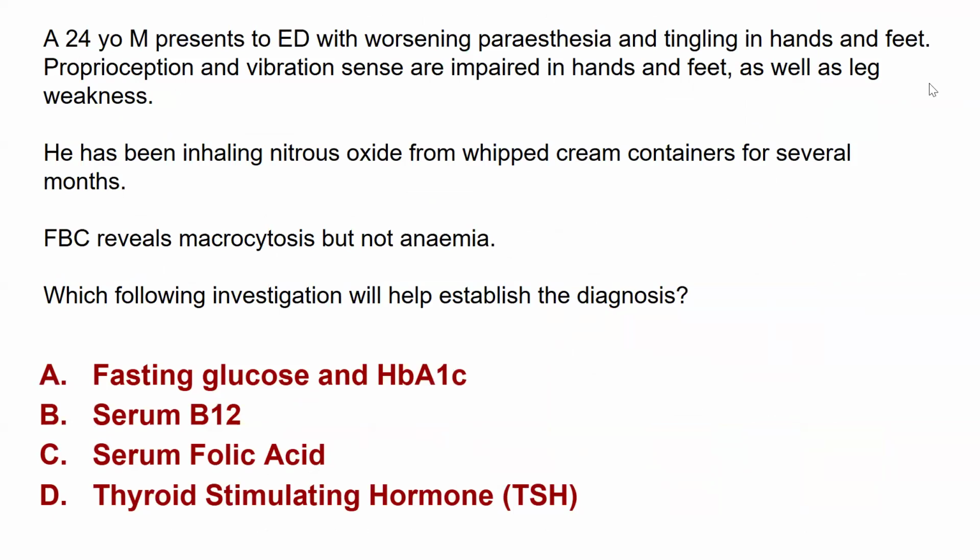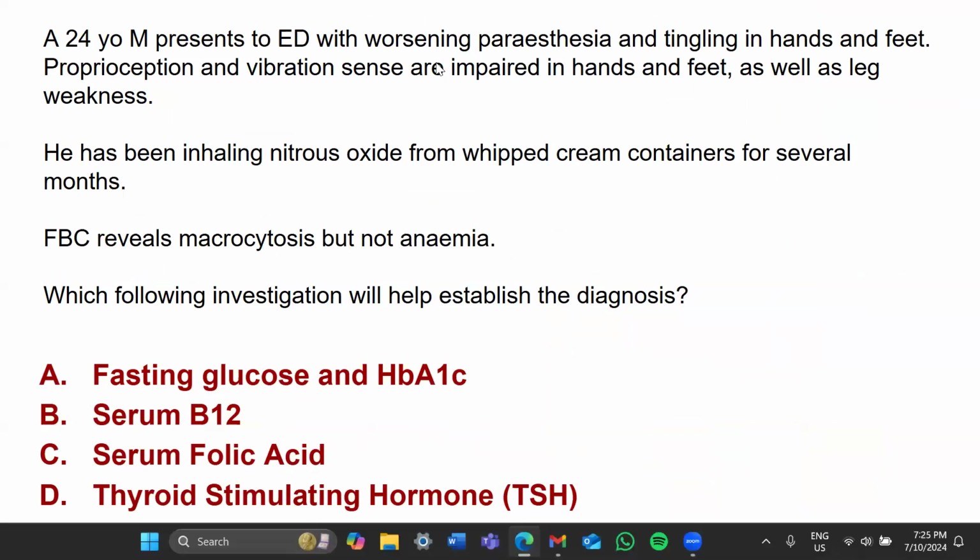So this is a 24-year-old who comes to the ED with paresthesia, so tingling in his hands or feet. There's also proprioception and vibration sense that's impaired in the hands and feet, and some weakness. Now he's been inhaling nitrous oxide for a few months. I think you guys call them NANGs. And the FBC has showed macrocytosis. So does anyone know what investigation next would help establish the diagnosis?